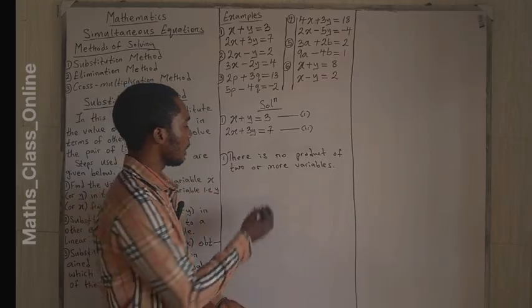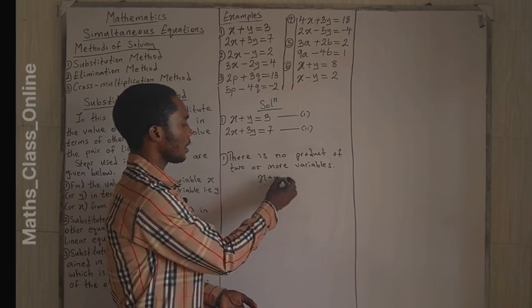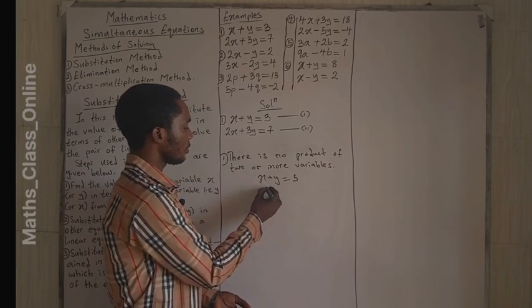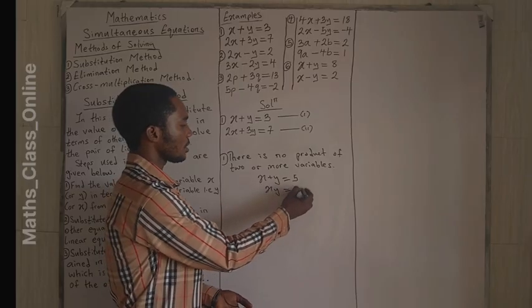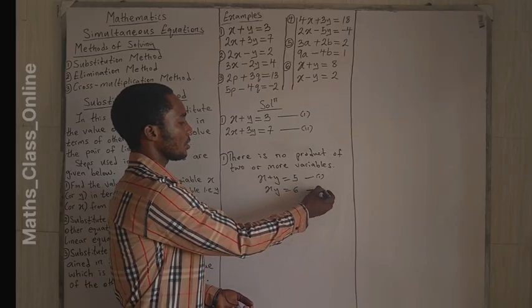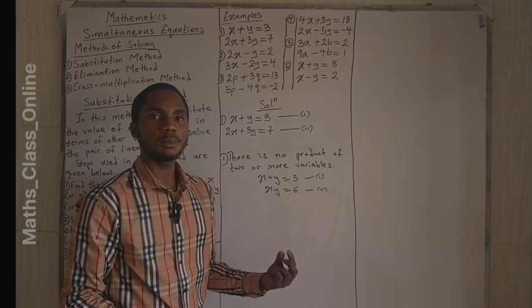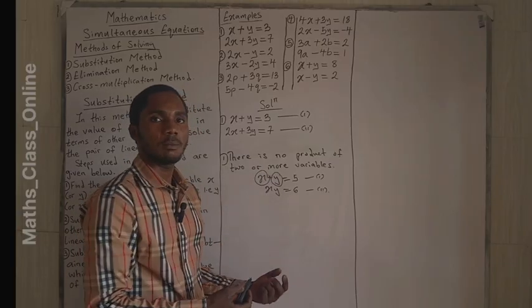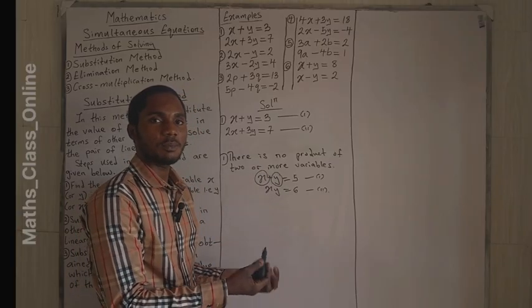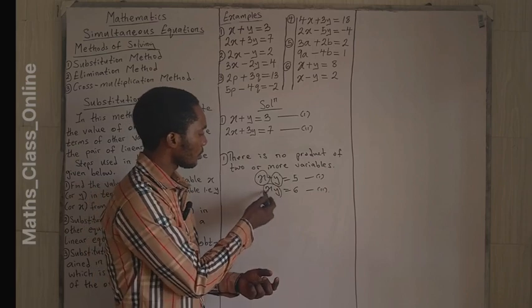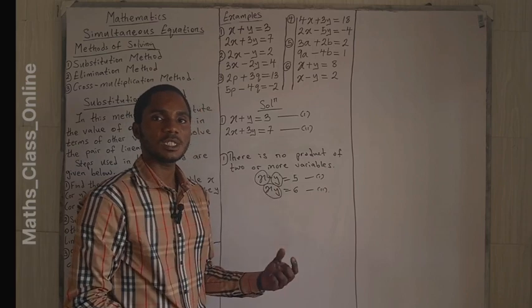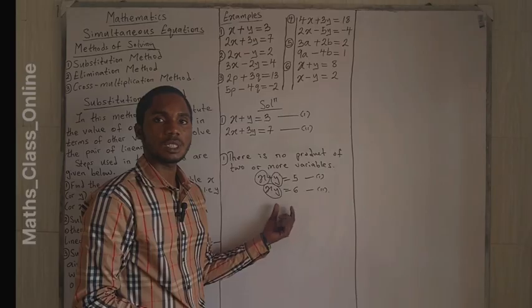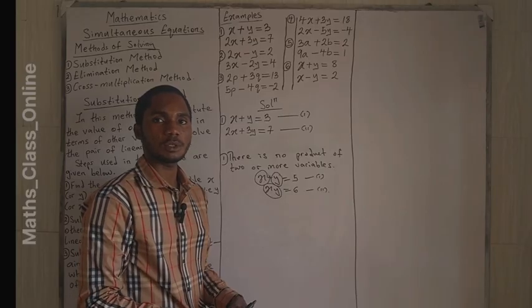Let's take for example, we have x plus y equals 5, equation 1, and xy equals 6, equation 2. The variables involved here are what? x and y. But in equation 2, we have the product of the variables, xy equals 6. This means that this given set of equations is not a linear simultaneous equation.